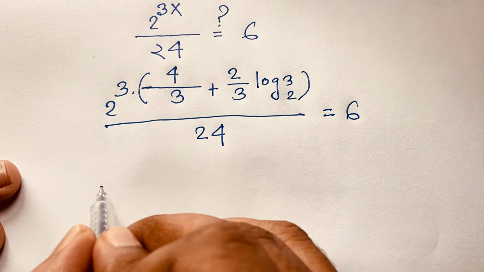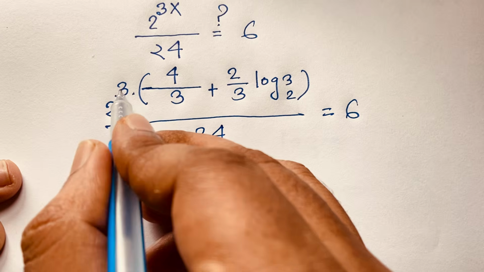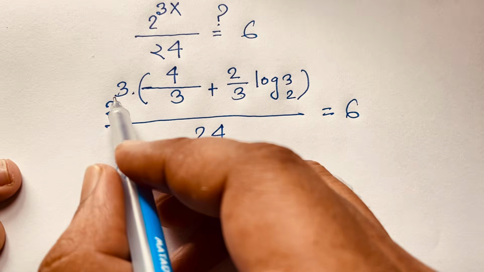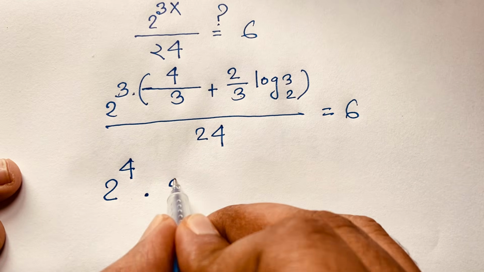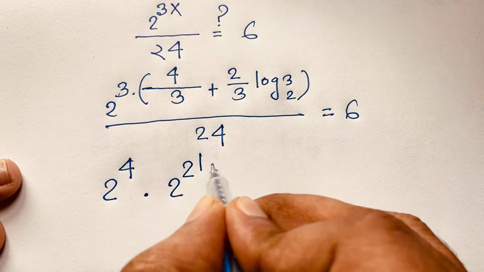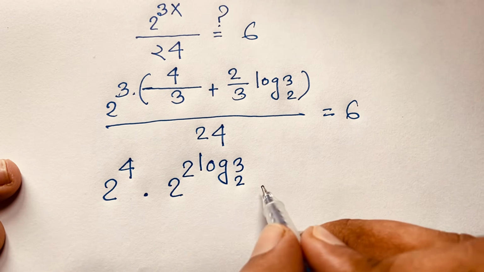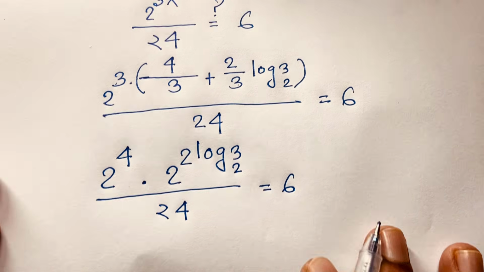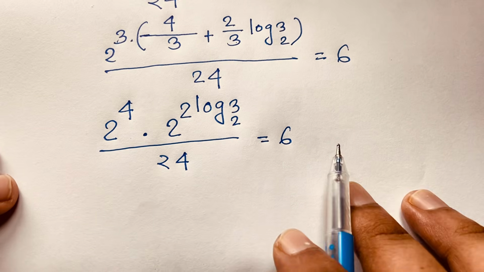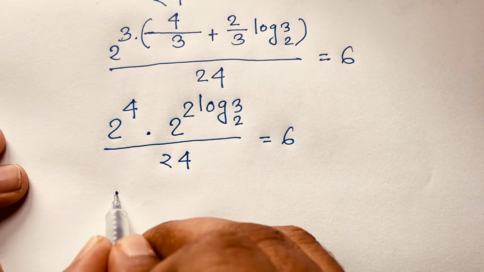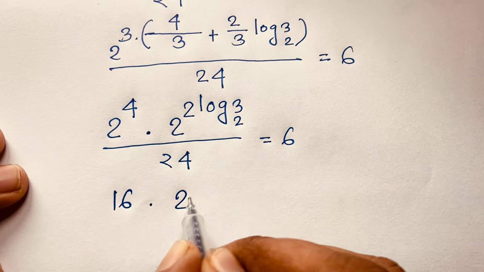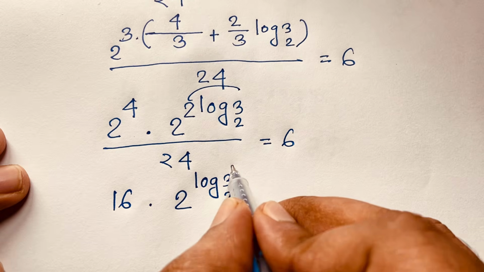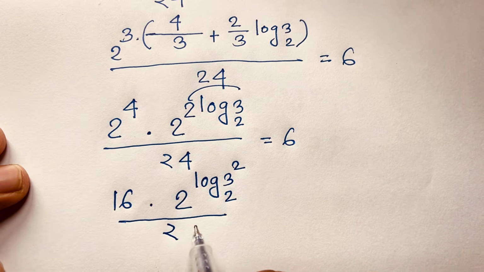Now this is 2 to the power, this times this 3 cancels out. This is 4, and this times this 3 cancels out. It will be 2 to the power 4 plus 2 log 3 base 2, over 24 is equal to 6. Now because this 3 is cancelled out, this is 2 to the power 4, which is 16, times 2 to the power log 3 base 2, and these two move here, so it will be this over 24.